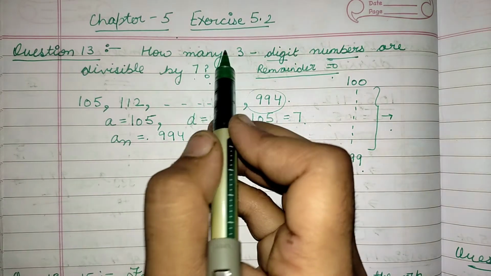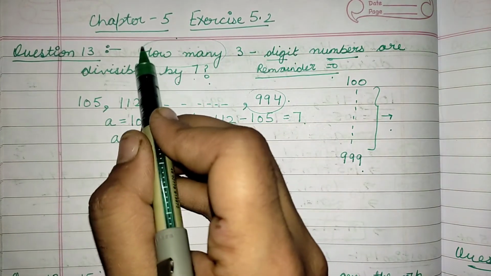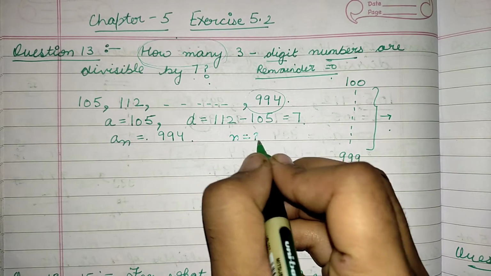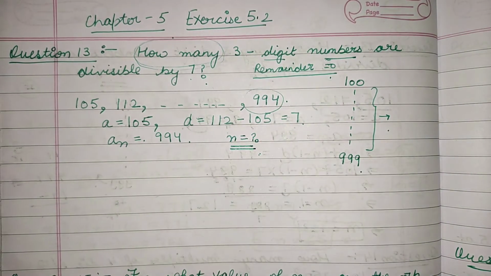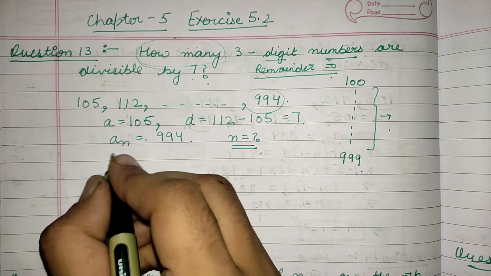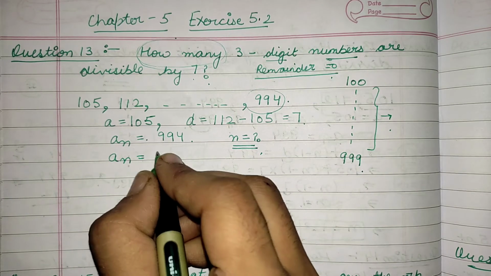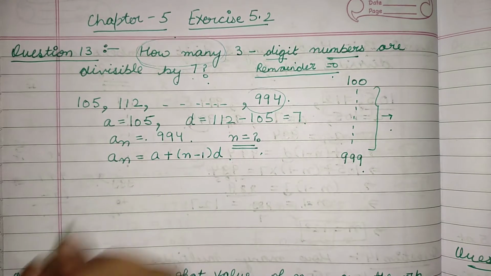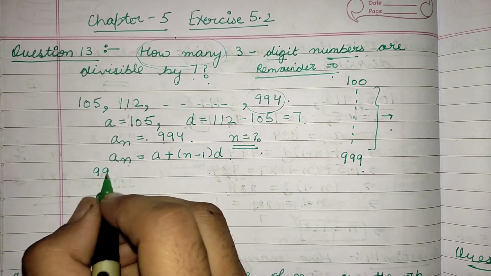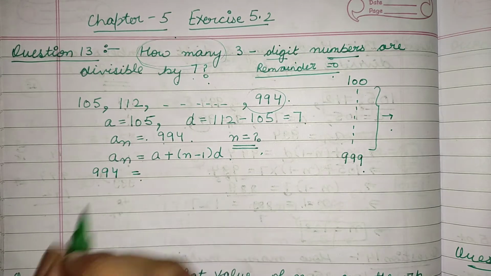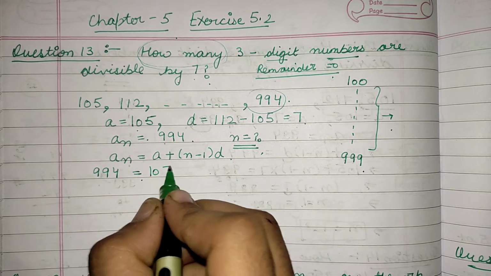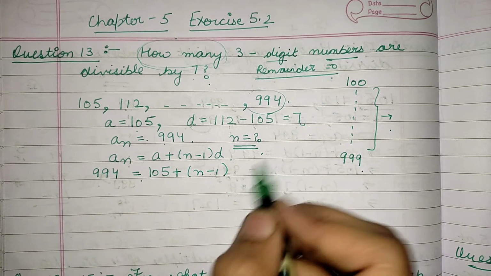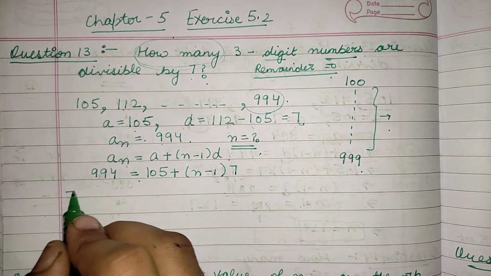So we have to find out the count, meaning we have to find out the value of n. To find out the value of n, which formula do we use? a plus n minus 1 into d. So an is 994, a is 105, plus n we have to find out, and d is 7.